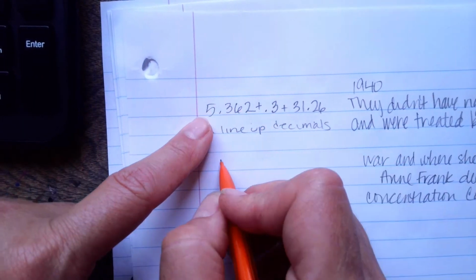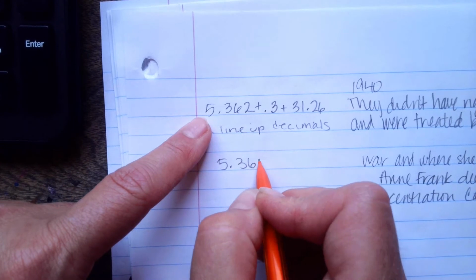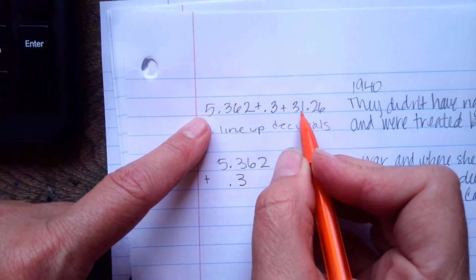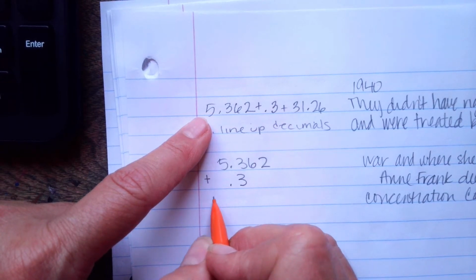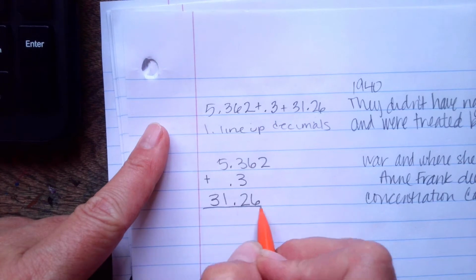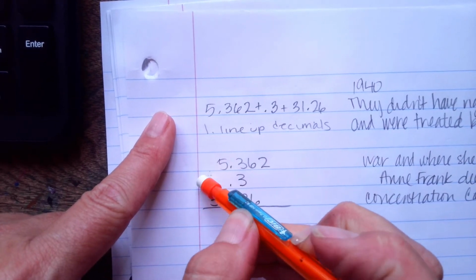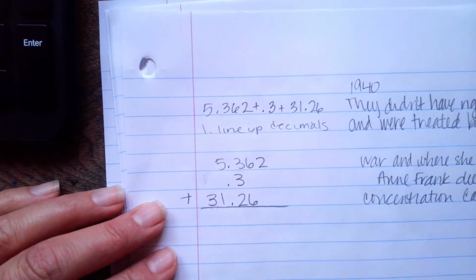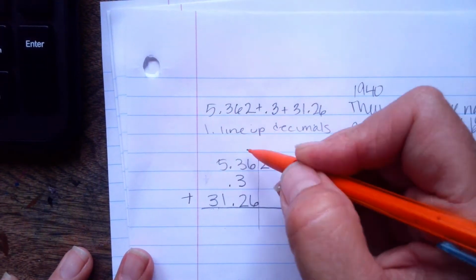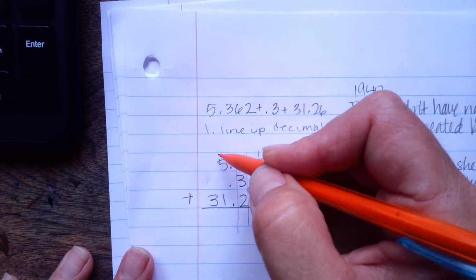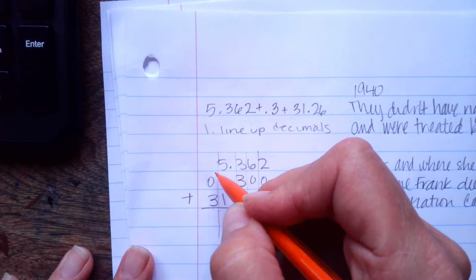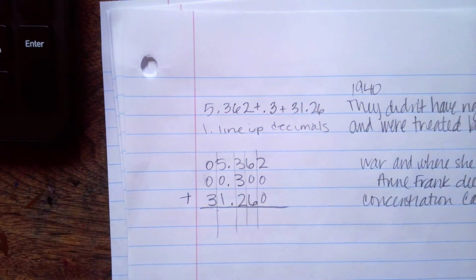So I have 5.362 plus 0.3 plus 31.26. So I'm lining all of those up. And then in the areas where there's nothing, because this looks confusing, I'm just going to add zeros. And then I'm just going to add like normal.